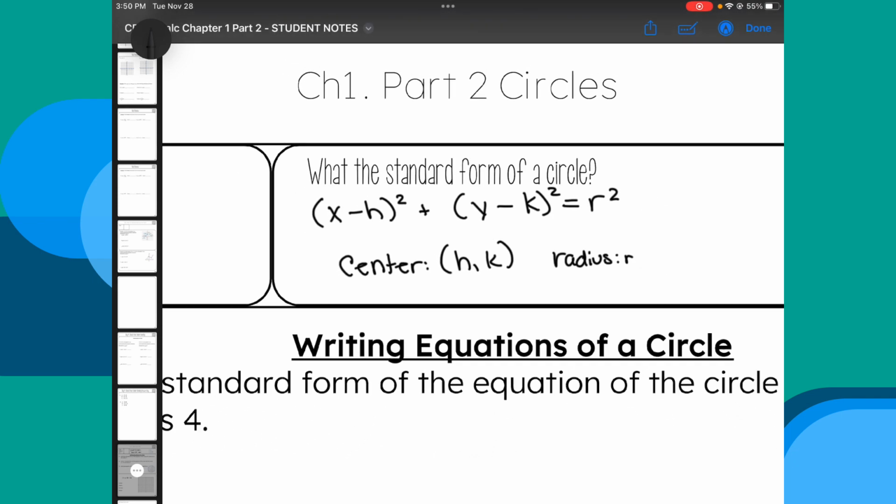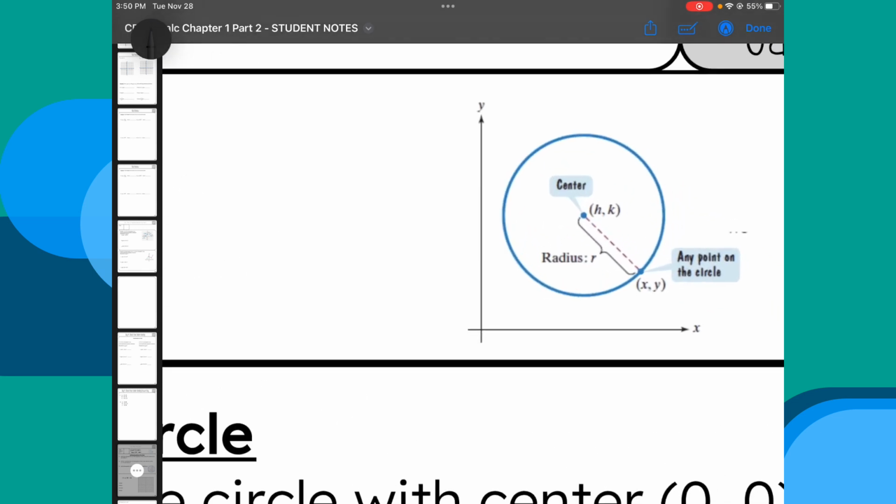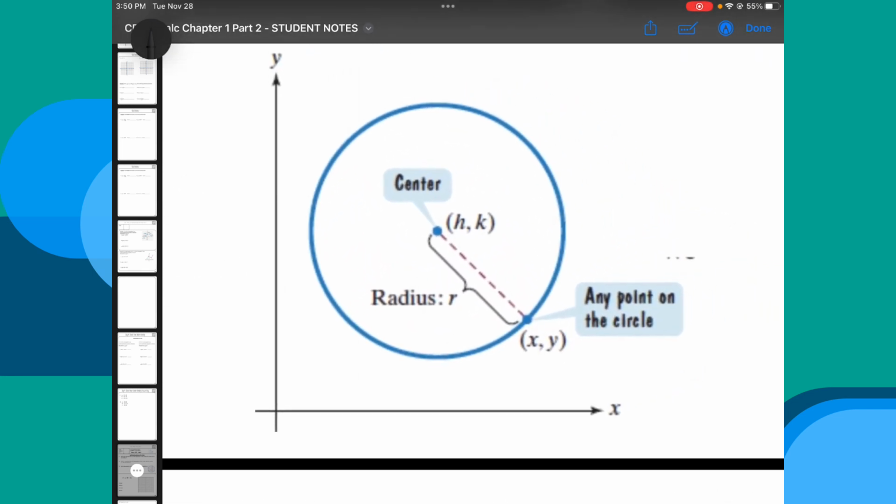The more you work with it, the more familiar it will become. Here is an example of just a generic circle. Here's the center at (h, k), and then the radius would go to some point on the graph. And remember, the radius is the same everywhere in the circle.